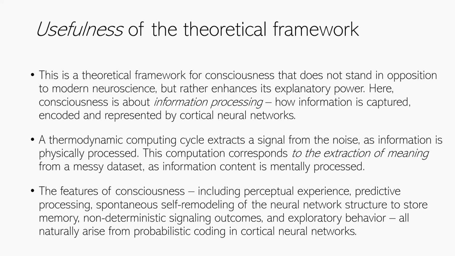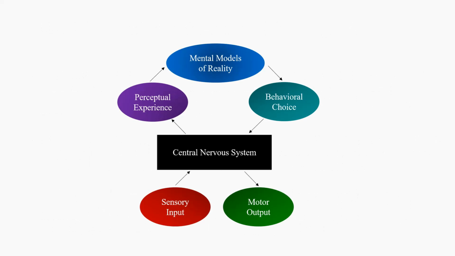And so the features of consciousness, including perceptual experience, predictive processing, spontaneous self-remodeling of the neural network structure to store memory, non-deterministic signaling outcomes, and exploratory behavior all naturally arise from probabilistic coding in cortical neural networks. And so this theoretical framework is able to explain some of the more intangible features of consciousness in terms of cortical information processing. So we're not just looking at sensory input and motor output, we're also looking at how the cortical neurons actually generate perceptual experience, mental models of reality, and behavioral choice.